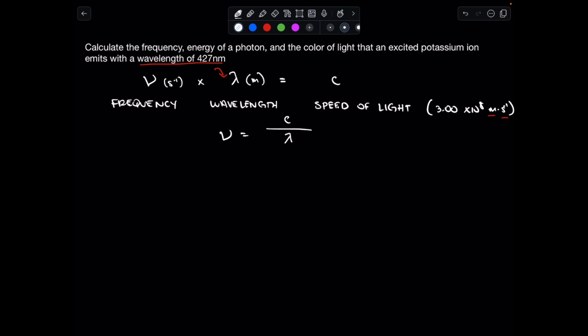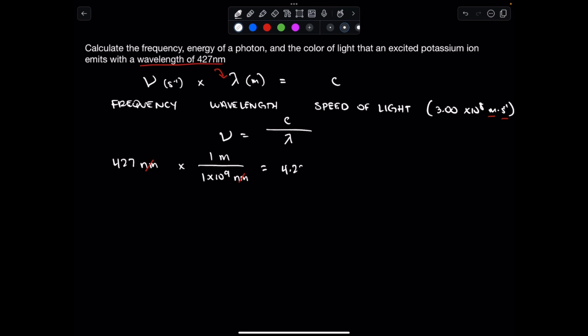In this case, we're given 427 nanometers. So the first thing we need to do is convert that 427 nanometers into meters. The way that we do that is with this ratio: for every 1 meter, it's 1 times 10 to the 9 nanometers. When we multiply this out, our nanometers will cancel each other out because we have 1 on the top and 1 on the bottom of our fraction. So this will become 4.27 times 10 to the negative 7 meters.